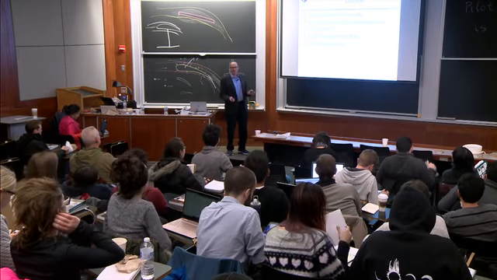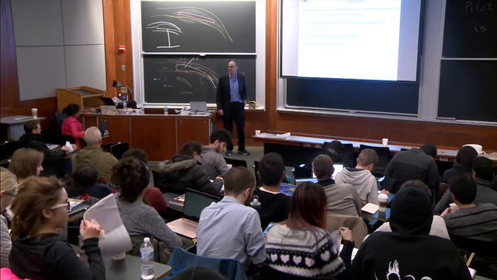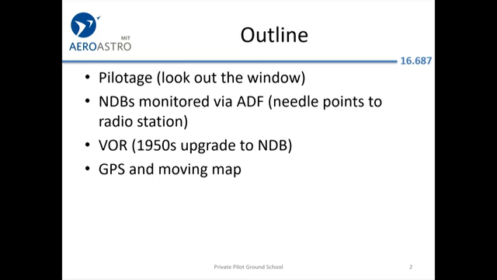All right, we're going to go on an outline of how do you navigate in an airplane. It's become a lot easier now in the GPS age, but you still have to know a little bit about how people used to do it in the old days, partly to pass the exam and partly because it's interesting. All right, so we're going to talk about looking out the window. That's called pilotage, planning your flight and then looking out the window.